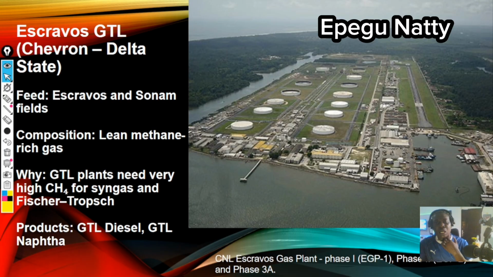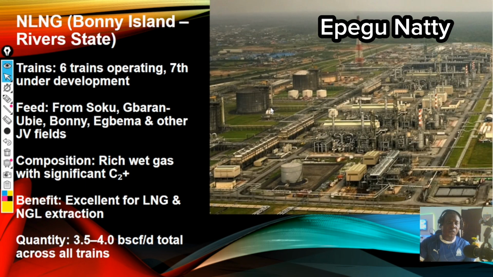Now don't forget, beside this Escravos GTL gas plant, we have CNL Escravos gas plant also, and we have phase 1, phase 2, phase 3, EGP1, EGP2, and EGP3. So these gas plants are actually getting other products. The overall biggest of them all in Nigeria is LNG, Bonny Island, right? So that is the biggest.